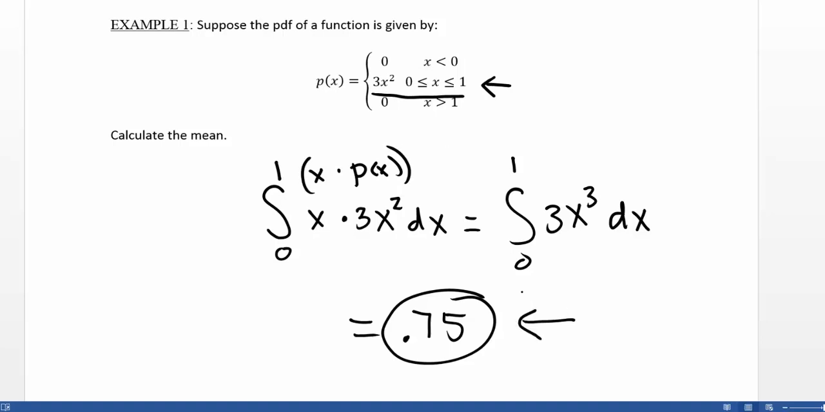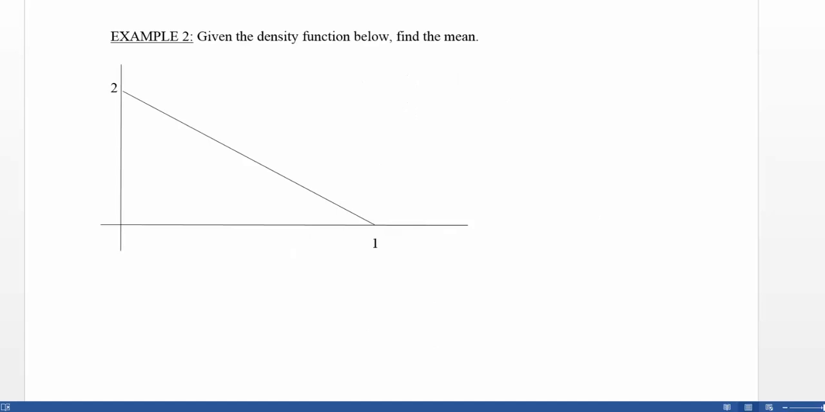Let's look at another. Example 2. Given the density function below, find the mean. Here I just have a picture, and I know that the area under this triangle is 1, because if I do 1/2 base times height, I get 1. And so I need to find the equation of this line so that I have my density function.